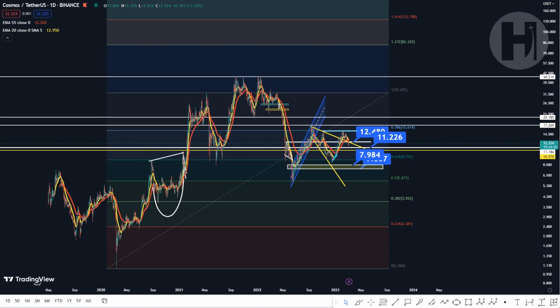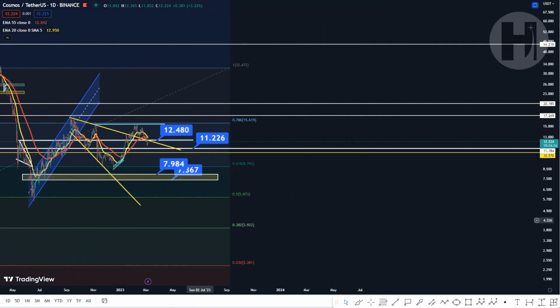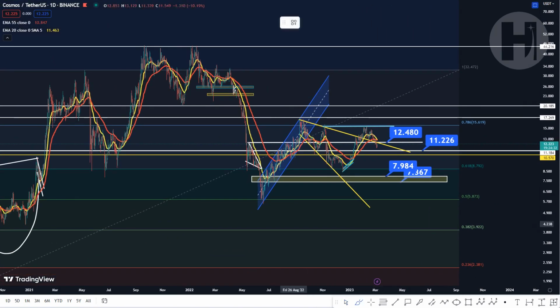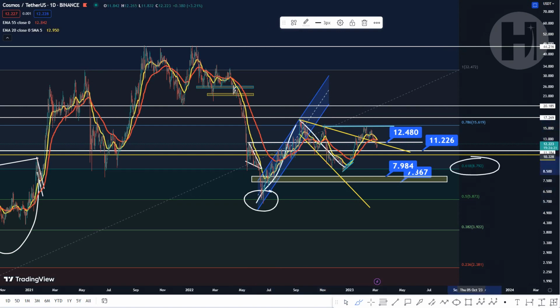So zooming into the daily chart here, you can see that we had a perfect bounce off the 0.5 Fibonacci retracement back in June last year. We had a nice move to the upside, and then we came back retracing all the way to the golden ratio here at $8.80, another perfect bounce. And we had another move to the upside, and once again, just like back in September, we're running into the 0.786 in February this year.